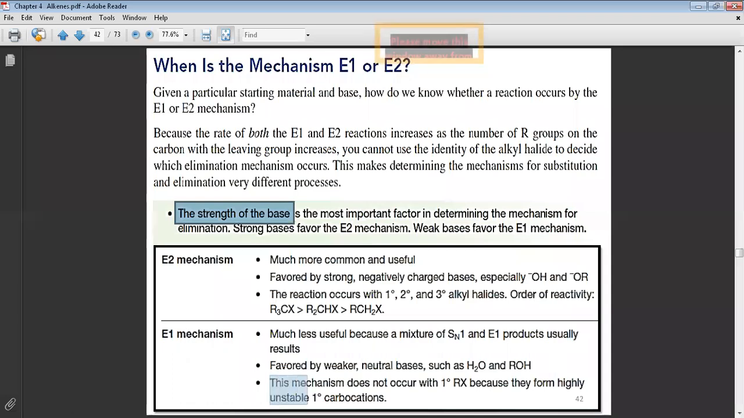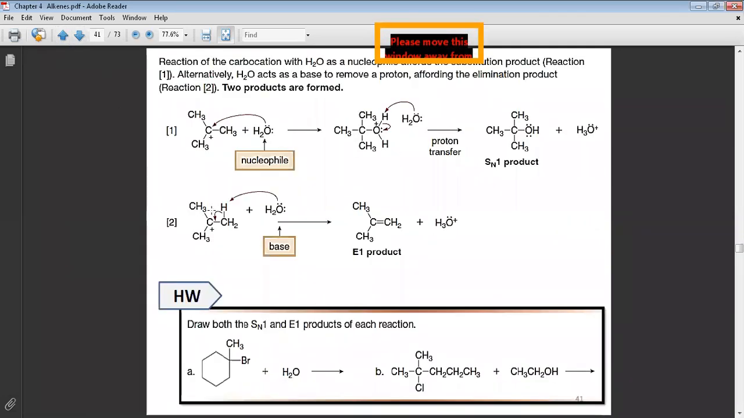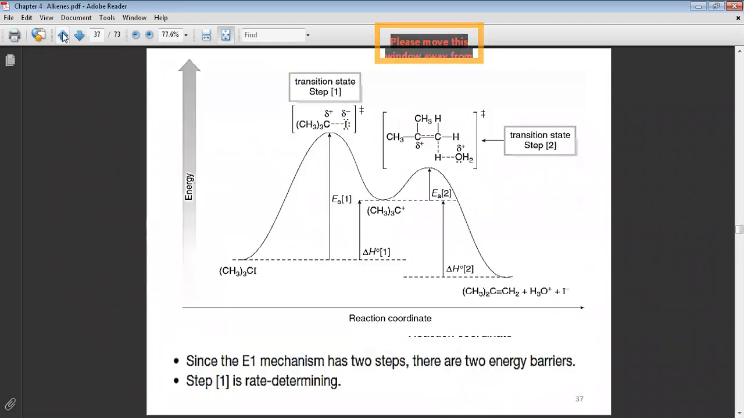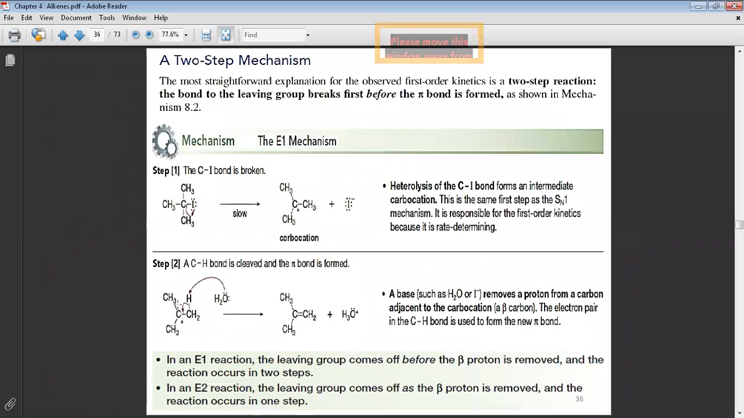Do you understand this? I think you understand this. The stability of the carbocation: if you have a primary carbocation, it is not stable, and that means it cannot be formed in this reaction. For this step, for the E1 mechanism, if you have a primary carbocation with just one alkyl group, it will not be stable. Okay.